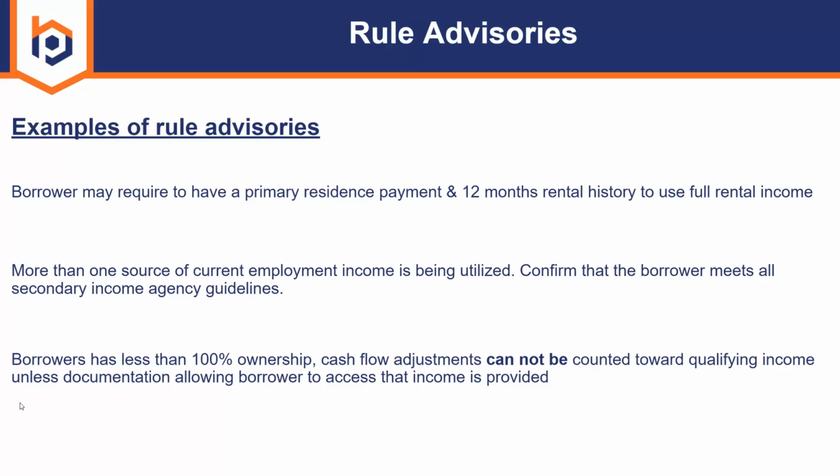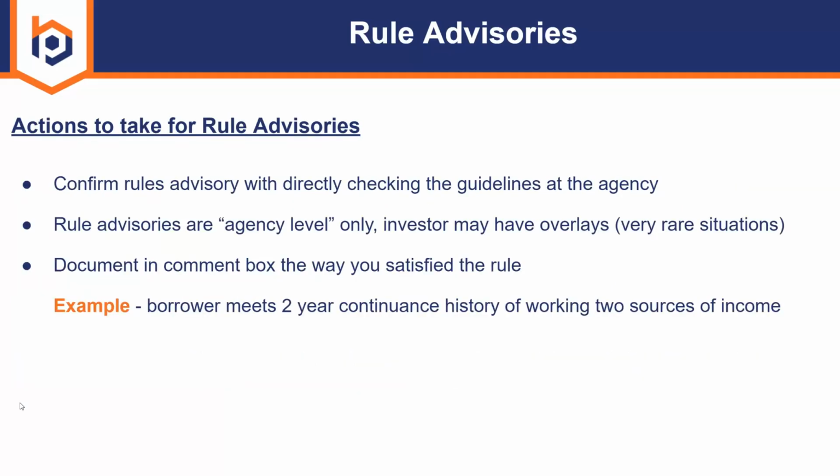More than one source of current employment is being utilized. Confirm that borrower meets all secondary income guidelines or second agency guidelines. Now, this rule you're going to see when you have more than one job or job and self-employment, because the rules in all the agencies require that they have a 2-year history of being able to handle 2 jobs at once. Or the ownership rule at the bottom, that is used on 1120s for Fannie Mae only because they don't allow business adjustments for qualifying income when the borrower is not 100%, which is unlike Freddie Mac, FHA, VA, USDA. Actions to take for these rule advisories are just make sure you check the guidelines directly for further details.